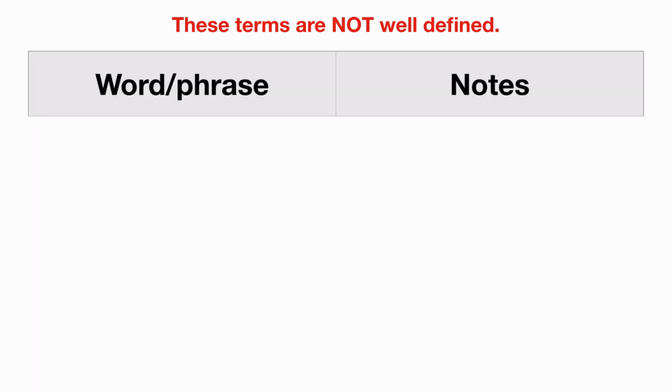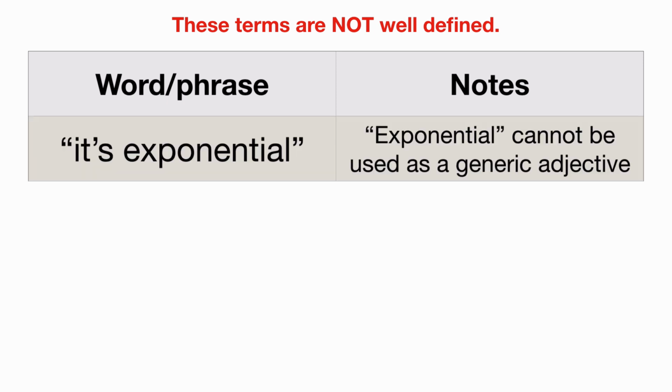All right, now these terms are not well defined. And they come up a lot in Quantum Eraser's communication. So he likes to say things like, it's exponential. Well, exponential just can't be used as a generic adjective, because we just went over 7 examples of very specific things that exponential might mean. So which of those 7 do you mean, right?